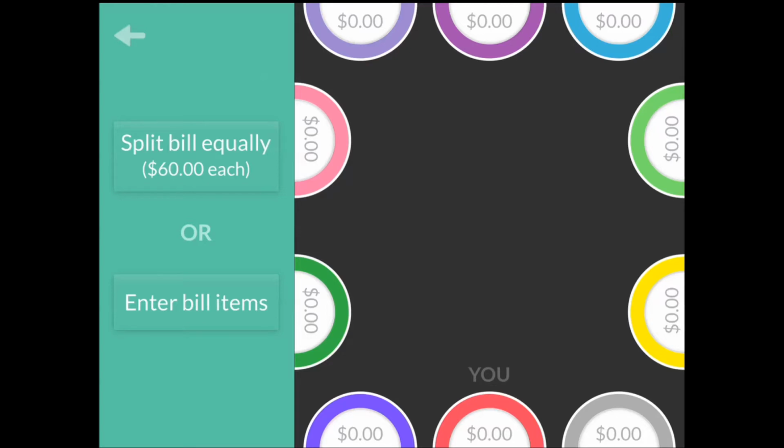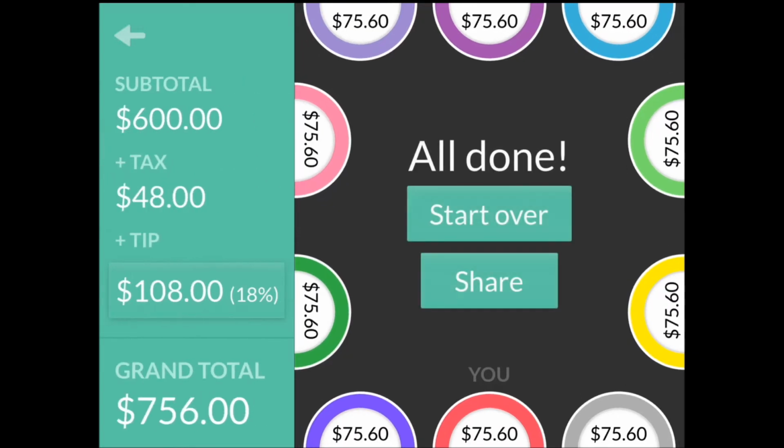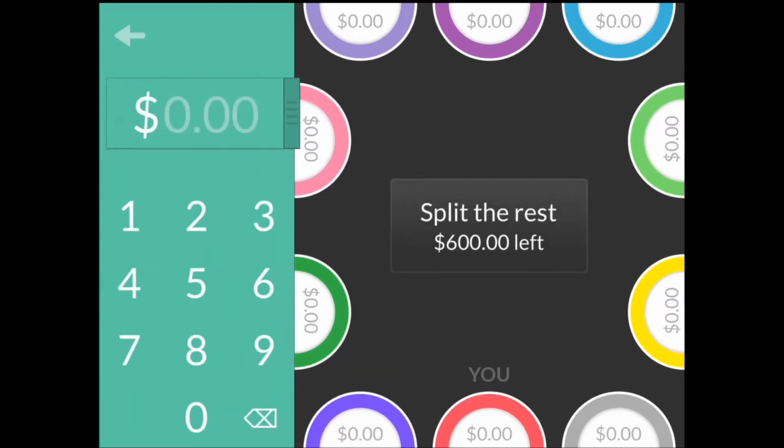So now you have your plates and you can add your items. You can split them equally, which is fast, it's easy. But let's say you are having an expensive dish and someone has a cheaper one, let's say you're going with a $40 thing and someone is ordering just a $2 item, then that's not going to be fair. So what you can do is you can actually enter them.